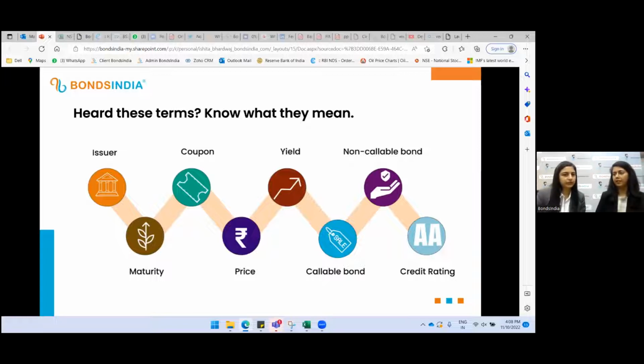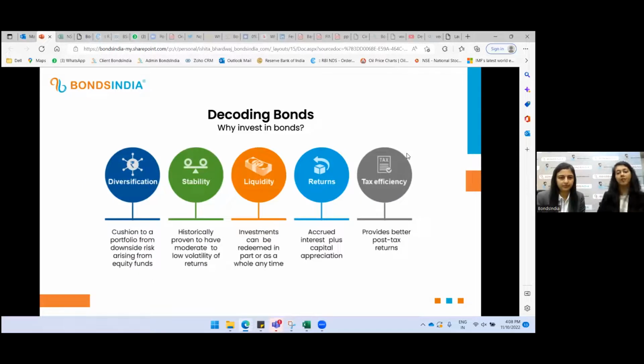Ishita, can you help us further understanding why one needs to invest in bonds? Yeah, thank you so much for explaining the basic terminologies related to bonds. Now let's look at some of the benefits that people can have when they invest in bonds. One of the most common benefits of investing in bonds is diversification. I think we've all heard that famous saying of not putting all your eggs into one single basket. So to have a balanced portfolio, bonds have proven to be a good investment product.